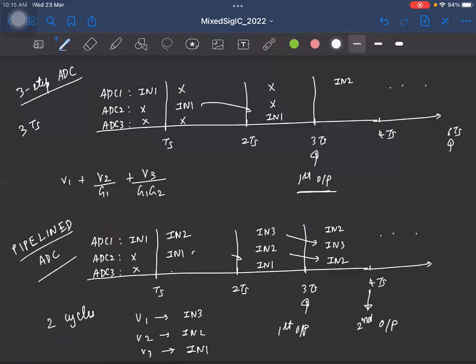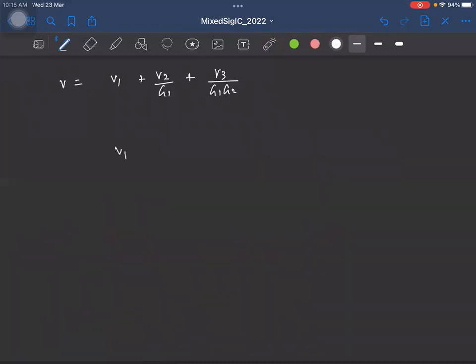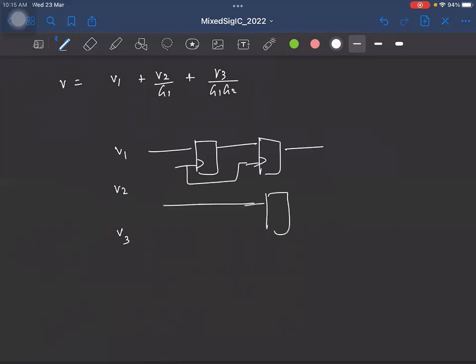Yeah, you have to store and delay it. V1 is the advanced version, in the sense that V1 is giving the third input, V2 is giving the second, and V3 is giving the first input. So you have to delay this by 2 clock cycles by giving it to 2 flip-flops. V2 will be delayed by 1 clock cycle, and V3 can be given directly. Only after you do this should you do the recombination.